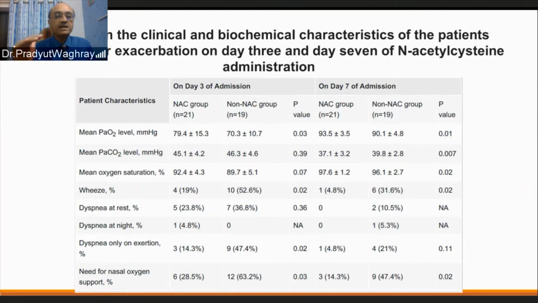Symptomatology also, wheezing was found to be less. Dyspnea at rest, dyspnea on exertion, and dyspnea at night, all three were found to be significantly improved by day 7, and the need for nasal oxygen support also was significantly improved. So thereby suggesting that NAC, both on day 3 and day 7, showed improvement both in the clinical symptoms as well as in the arterial blood gas measurements.